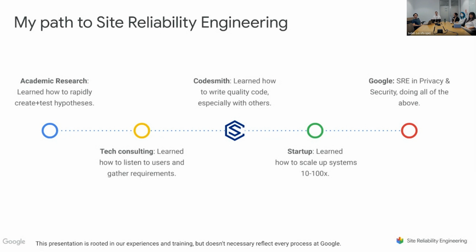I started out in academic research. Really, that means I got my master's. I was trying to figure out how to make more efficient solar cells. So I learned how to create and test hypotheses. Like I hypothesized that if we do a thinner layer of material here, it will create a more efficient solar cell. And then how do I write an experiment that proves that hypothesis true or false?